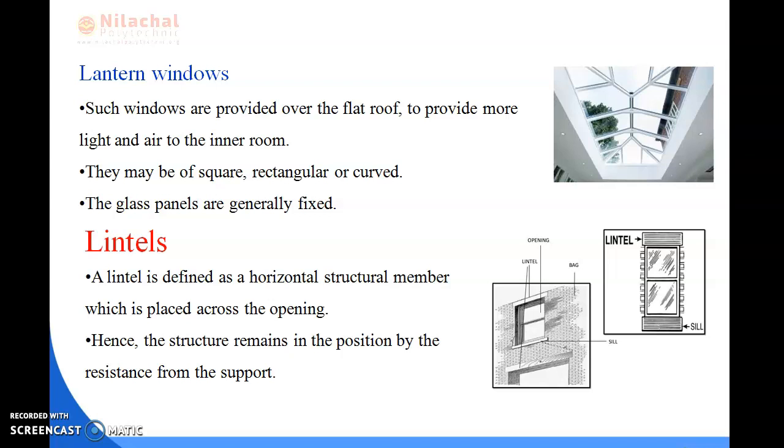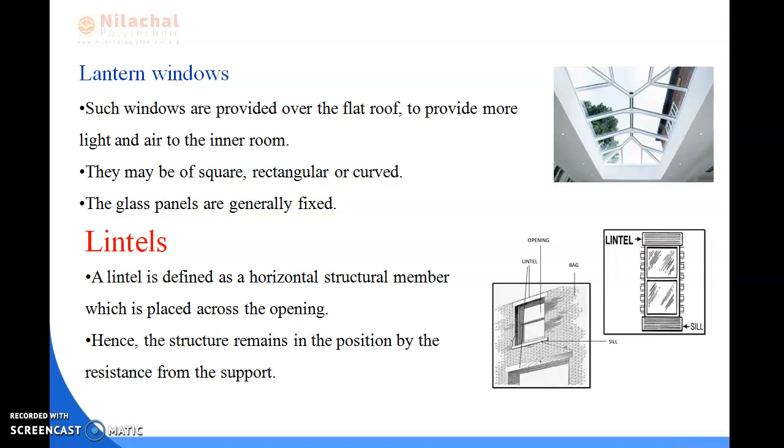Last is the lantern window. Here you can see images of the lantern window. These windows are provided over a flat roof to provide more light and air to the inner room. They may be square, rectangular or of any curved shape, and these glass panels are generally fixed.